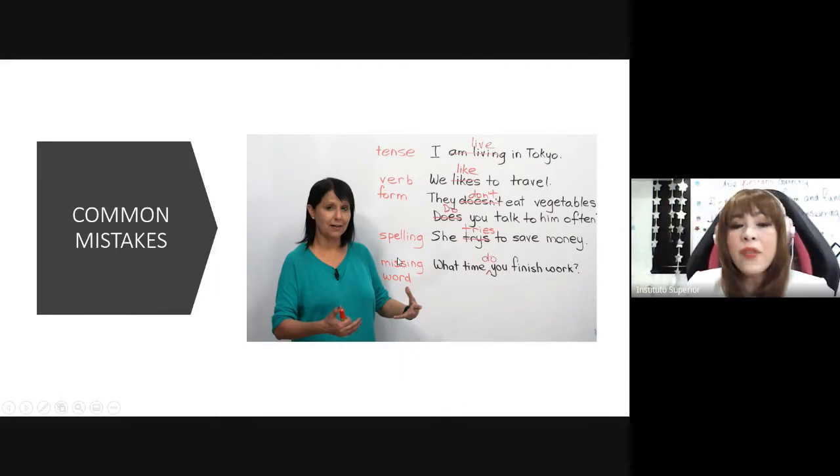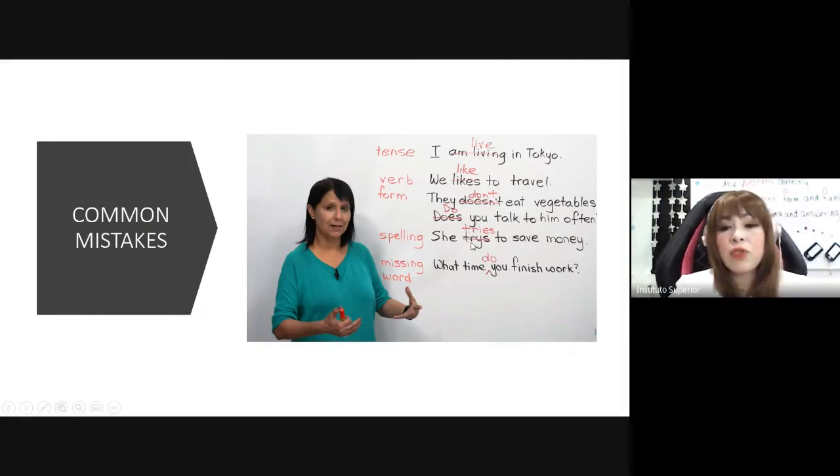Okay. Another common mistake is the spelling. Remember, there are some rules for spelling. In the case of the verb try, we apply the rules. We add the S. But check, try contains a Y and a consonant. So the rule says that you have to drop the Y and then add IES. This is the correct form of this verb in simple present tense. So you say she tries to save money.